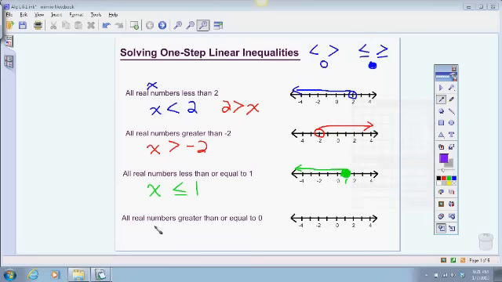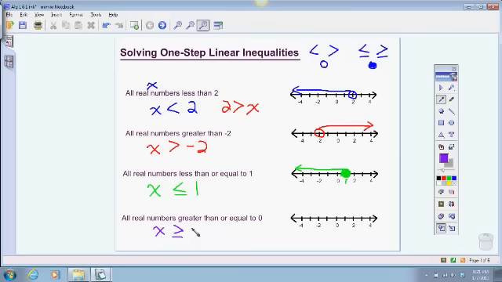And for our last example here, it says all real numbers greater than or equal to 0. So all real numbers represented by our x greater than or equal to 0. To graph this, you come to the number line at 0 and you draw a circle. Then you decide if it's open or closed. In this case, it'll be closed. And since we're talking about all the numbers bigger than 0, we draw our line to the right.